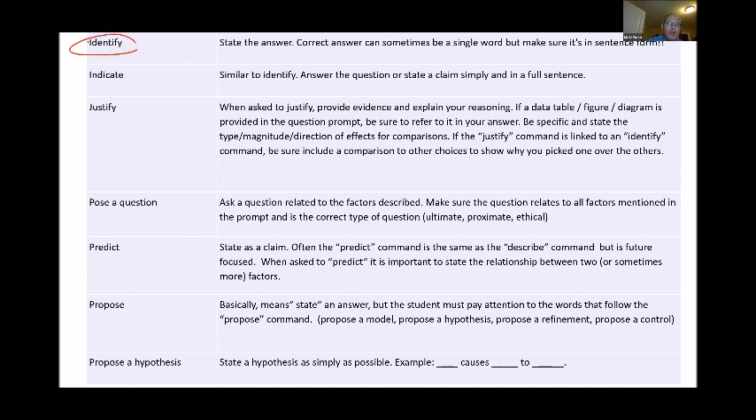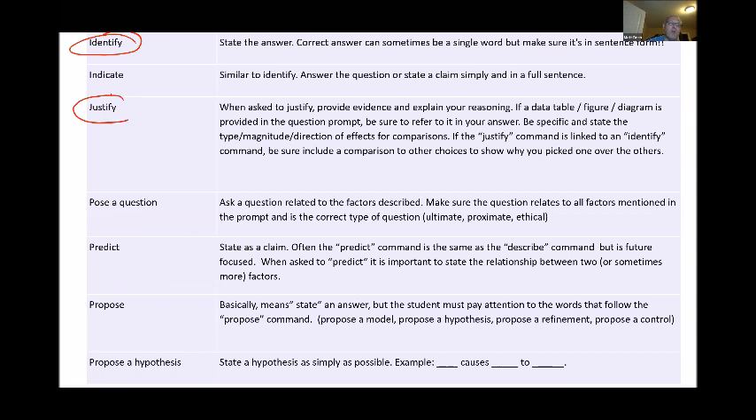Identify is the one word you might get on an AP question where a one-word answer will work. If they say identify an organism that can do both photosynthesis and cell respiration, you could say a plant. That works. I would still recommend you go ahead and write it in a complete sentence, but that's the one place where you might get by with a one-word answer.